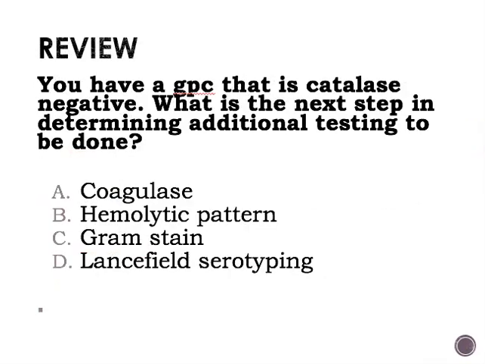So just a quick review here. You have a gram-positive cocci that is catalase negative, so we know it's a strep. What is the next step in determining additional testing to be done? So we know we've got a strep species. What do we look at next? That hemolytic pattern, because that's going to tell us what testing needs to be performed on the organism.